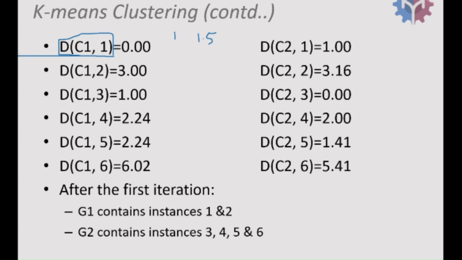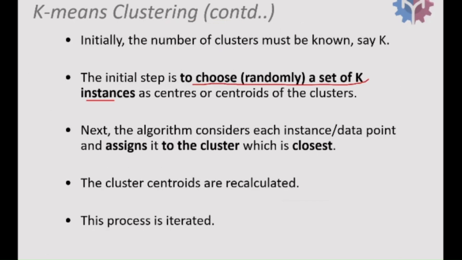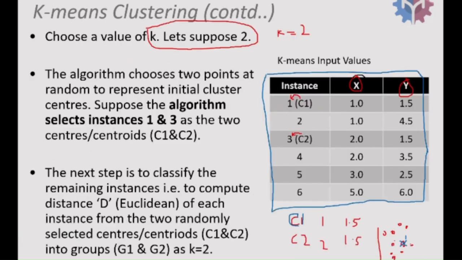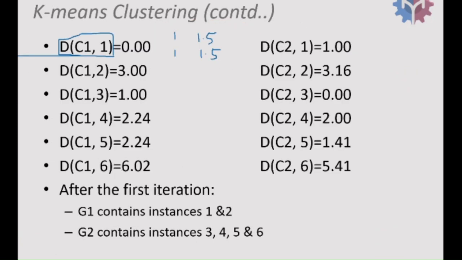And what is the coordinates for C1? It's the same. Which means that when I'm trying to find distance, using Euclidean, let's use Euclidean. So how would you write Euclidean distance here? It will be x1 minus x and y1 minus y, so 1 minus 1 squared plus 1.5 minus 1.5 squared.